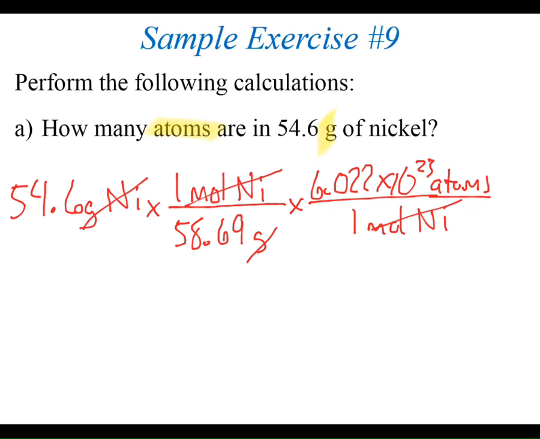Okay, does that make sense? Well, we'll do a bunch more of these. So punch it in your calculator. 54.6, that's 3 sig figs. 58.69, that's 4. 6.022, that's 4. So the answer must have 3 sig figs.